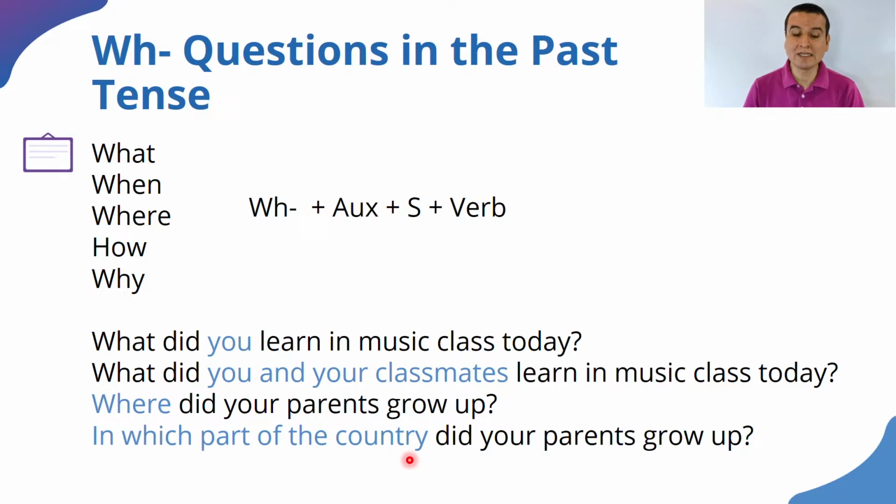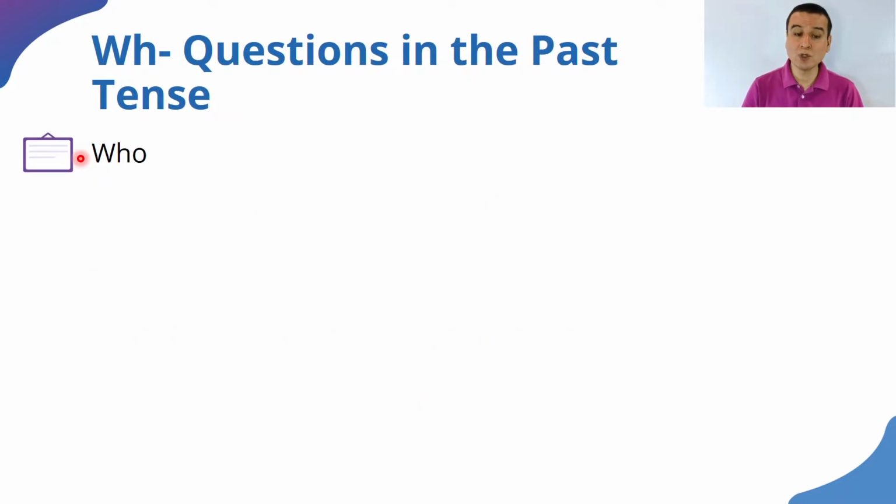In which part of the country did your parents grow up? We could have said, where did your parents grow up? But we could say, in which part of the country, in what part of Europe, in what part of Latin America, in what part of the United States did your parents grow up? All right. So those are the things that you need to take into account when you are asking WH questions. The subject, whether it's one word or many, or the question word, which could be one word or a phrase. All right?